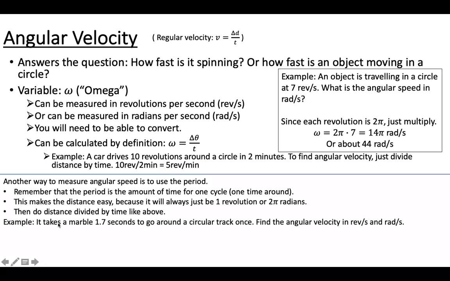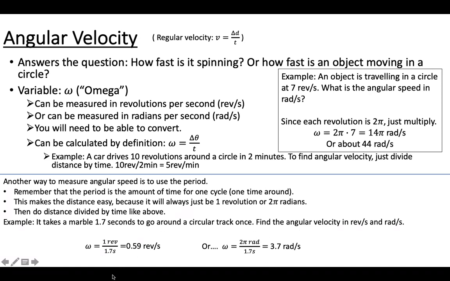So here's an example. It takes a marble 1.7 seconds to go around a circular track once. Find the angular velocity in revolutions per second and radians per second. Okay, so revolutions first. 1 revolution on top. We did 1 revolution, divided by that took us 1.7 seconds. 1 divided by 1.7 is 0.59 revolutions per second. Or you could do 2 pi radians divided by 1.7 seconds, because 2 pi radians is the same as 1 time around the circle. So 2 pi divided by 1.7 equals 3.7 radians per second.